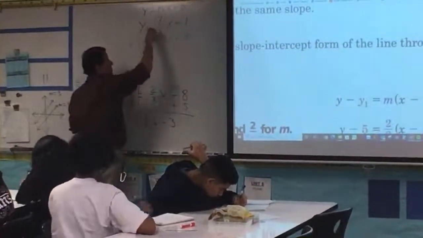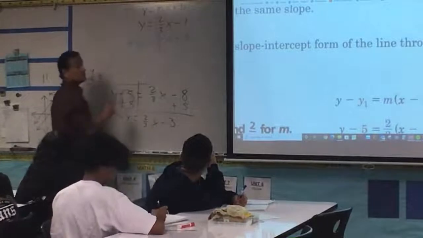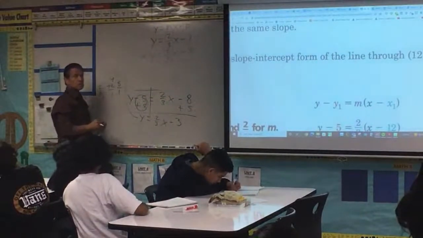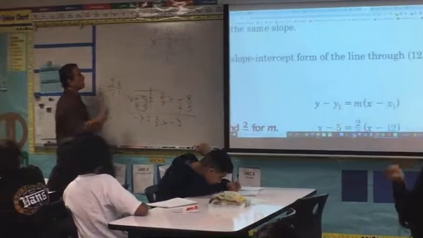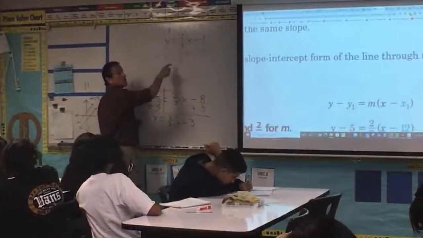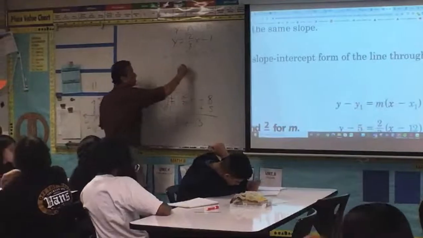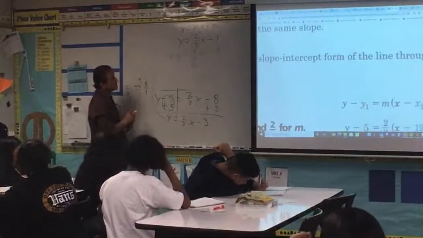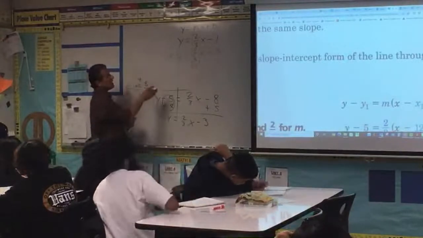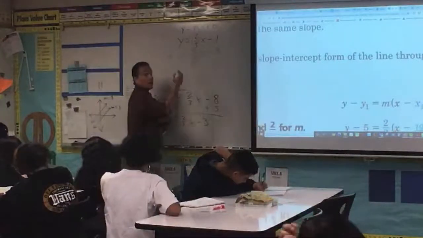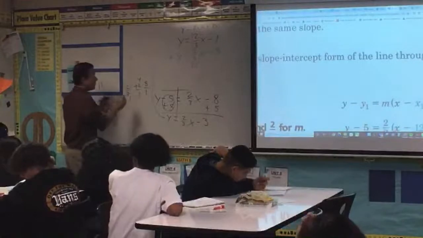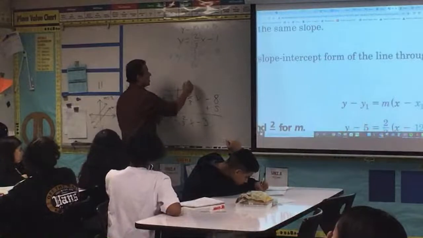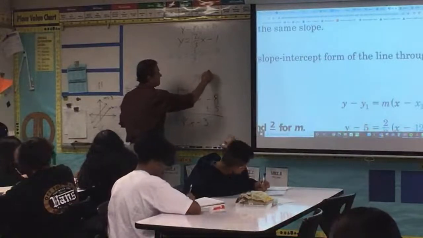Are these two slopes the same? Yes or no? Yes. Uh-oh, I heard someone say no. Is 2/3 equal to 2/3? Yes. So the slopes are exactly the same. The montaña, the mountain, are the same. Because they're the same, then that means they are what? Are they parallel, perpendicular, or neither? Parallel. So these two are parallel. So write that in your notes.